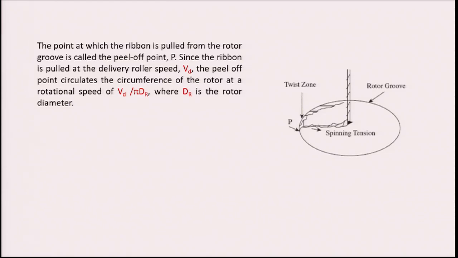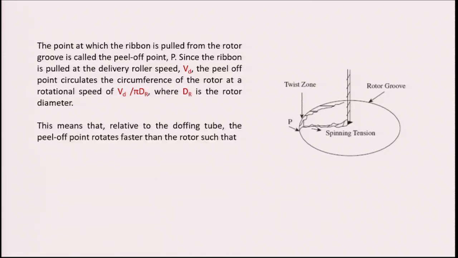Now, what will be the speed of that rotation? That will be equal to V sub d divided by pi d r, because V sub d is the delivery rate and it has to make one rotation, that is, it has to cover a distance of pi d r. So, how many pi d r's is it going to cover in V sub d? That is given by V sub d divided by pi d r. So, it has to rotate around the circumference of the rotor in order to get peeled off and material delivered.